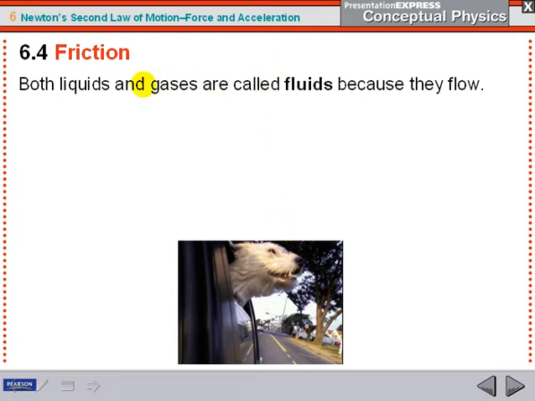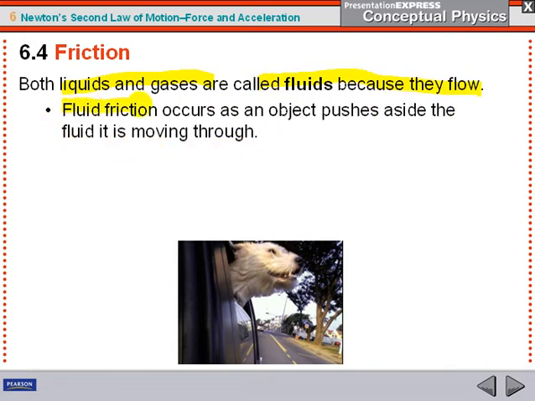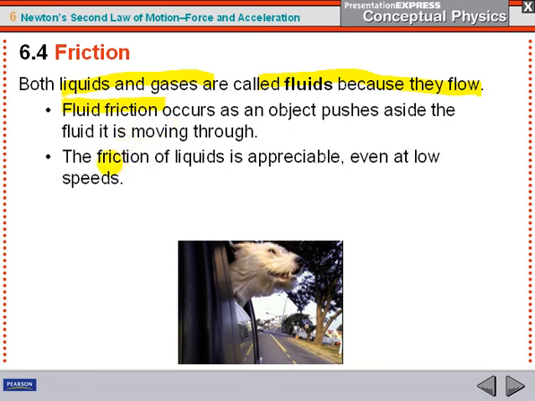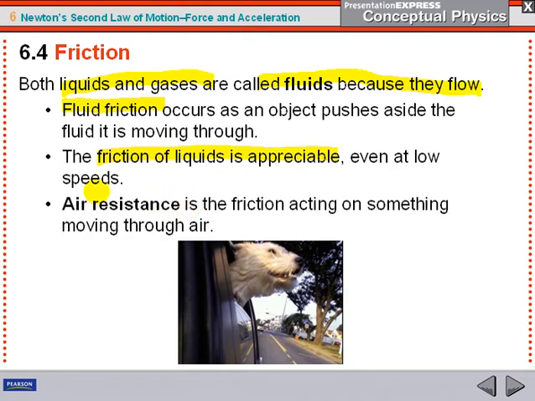Both liquids and gases are called fluids because they flow. So we're talking about fluid friction, which occurs when an object pushes through a liquid that it's moving through. The friction of liquids is appreciable even at low speeds. Anybody who's trying to drive a car through air knows that there's friction there, and that's why cars are streamlined. Anybody who tries swimming is going to deal with friction. Air resistance is the friction acting on something moving through air.